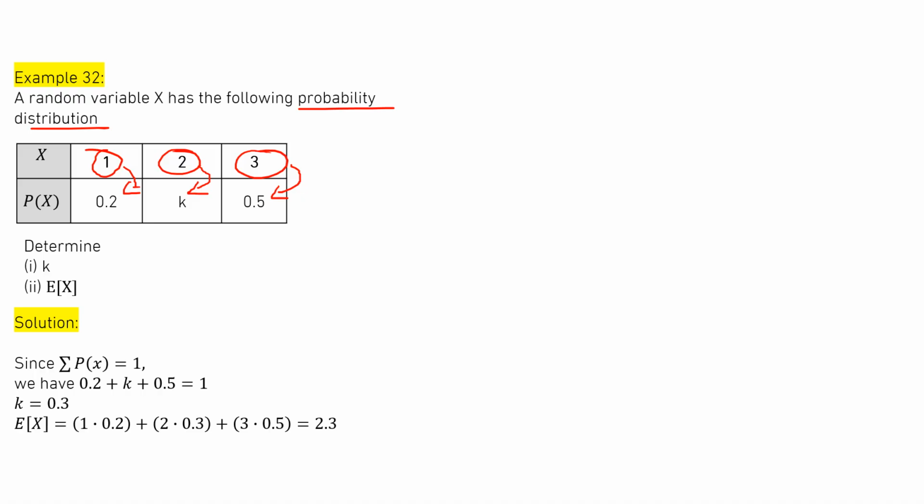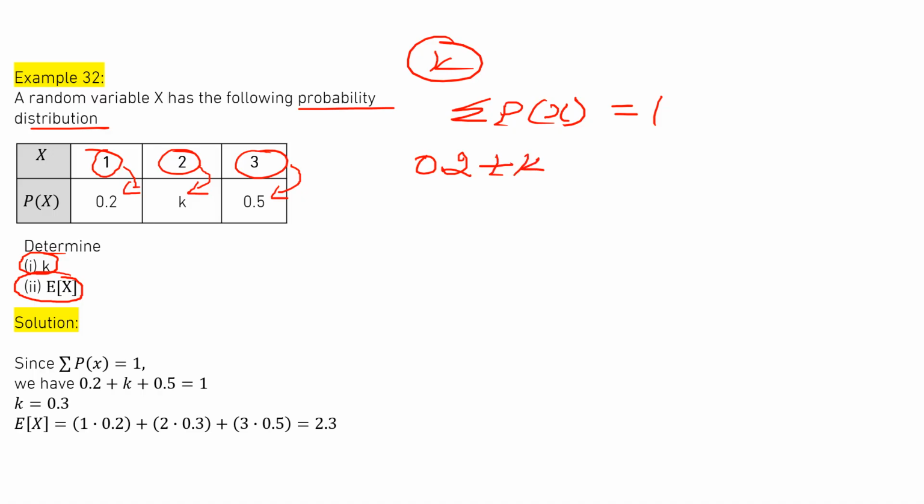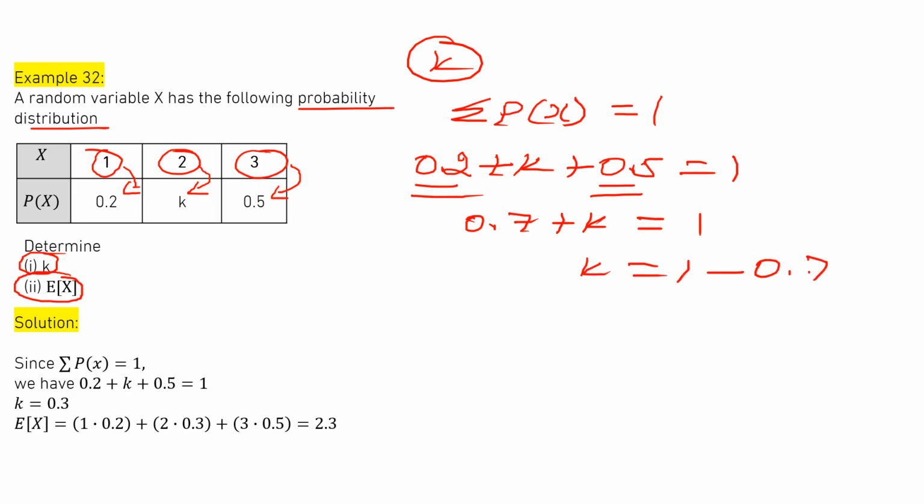So we are asked to solve two things. One is k, and another one is we have to find E of x. So first we need to find k. So how to find k? We know that if I add all the probability values of the random variable, the sum should be equal to 1. So first add the values: 0.2 plus k plus 0.5 equal to 1. So 0.2 plus 0.5 will give you 0.7, plus k equal to 1. So what is k? 1 minus 0.7. So k equal to 0.3.